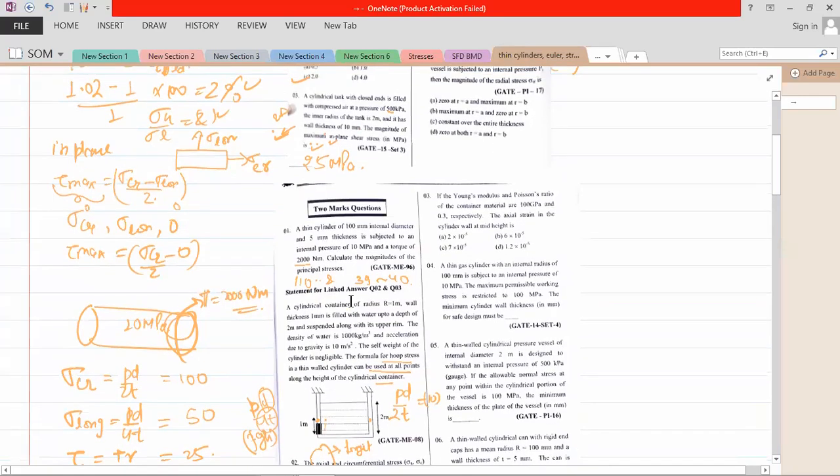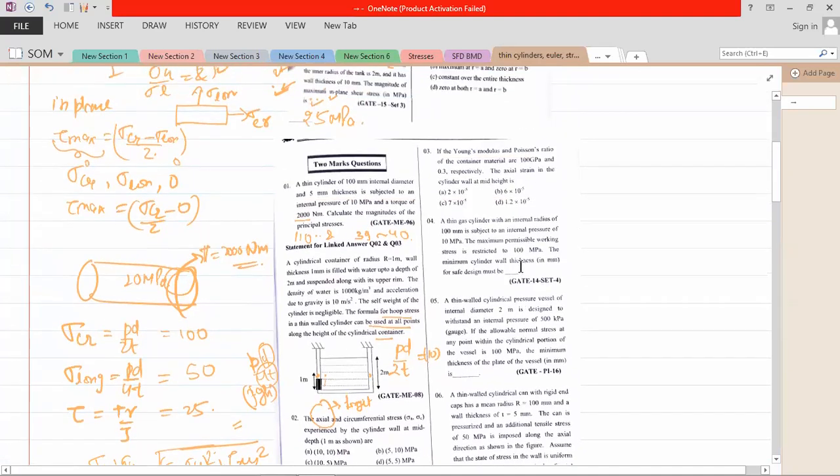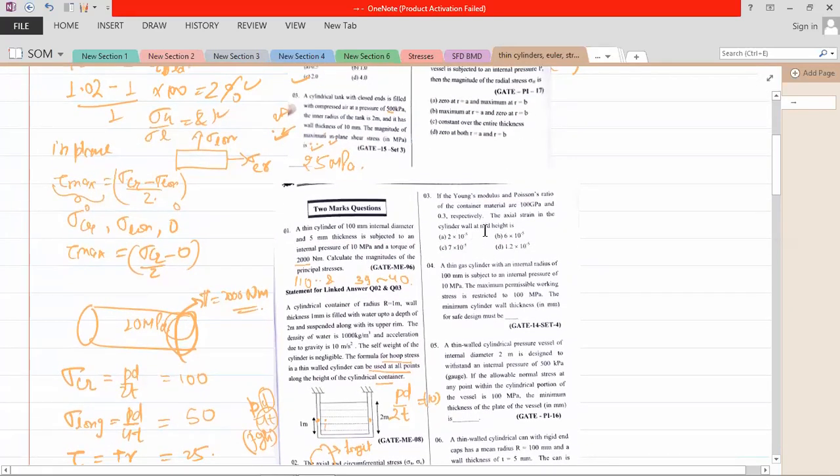This is the same question. Yes, same question. Then they asked for the axial strain. If you obtain the longitudinal stress, then you put sigma longitudinal divided by E, minus mu times sigma circumferential divided by E. We can use this formula to obtain the axial strain.